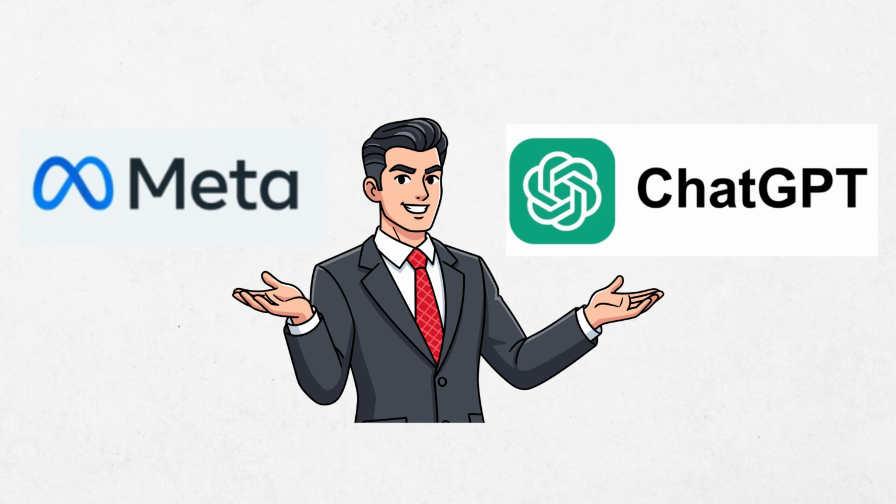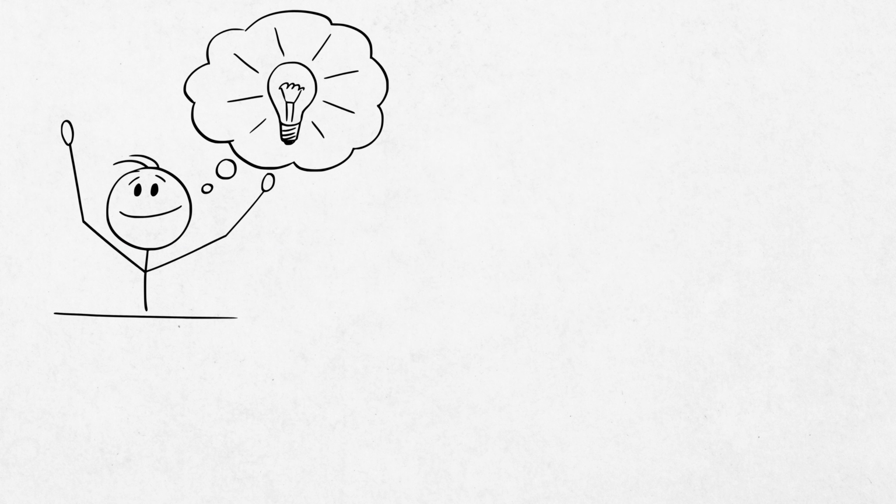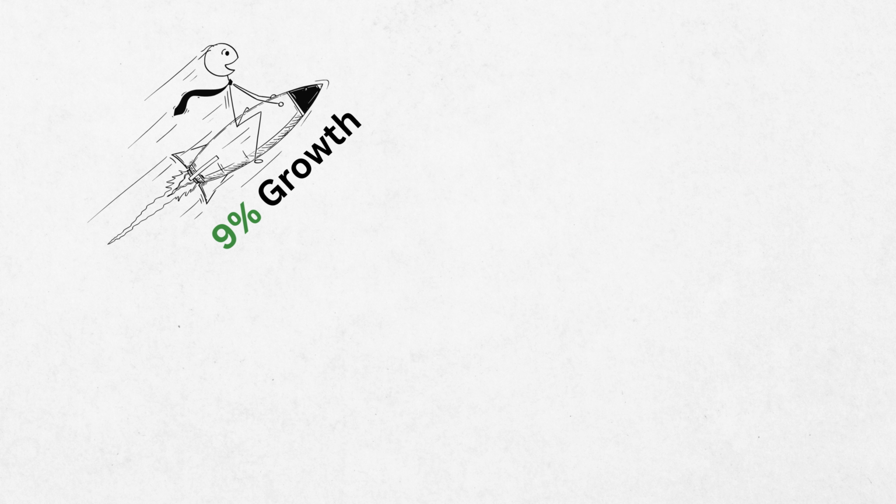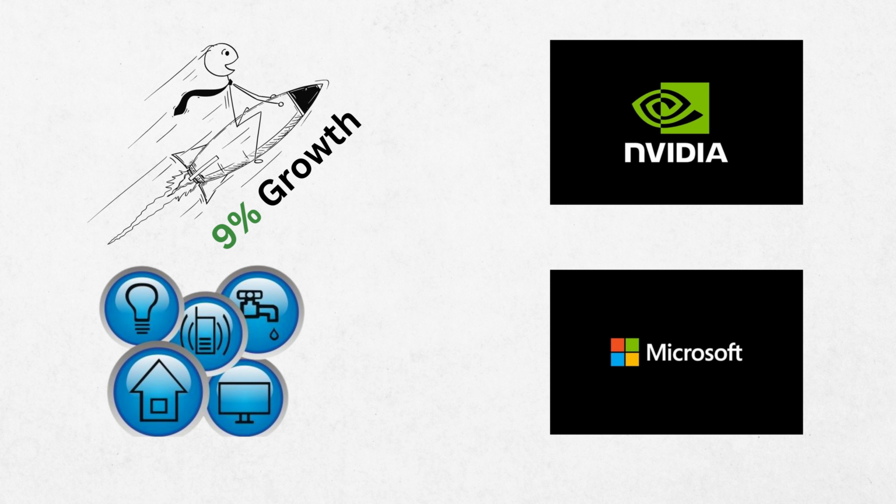Let's take AI as the best example. In 2025, experts expected U.S. companies' profits to grow by 12%, but that number dropped to 9%. Still, almost all of that 9% growth came from AI-related companies, like NVIDIA, Microsoft, and utility firms supporting the AI boom. So, if you invested in them, you won.